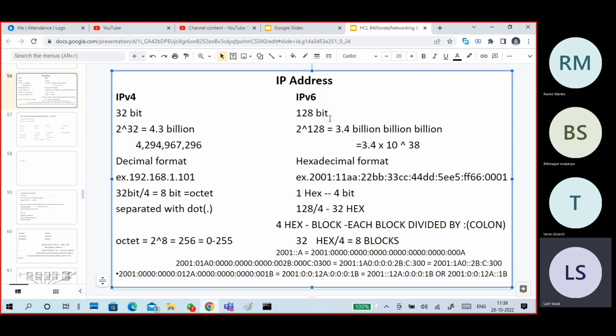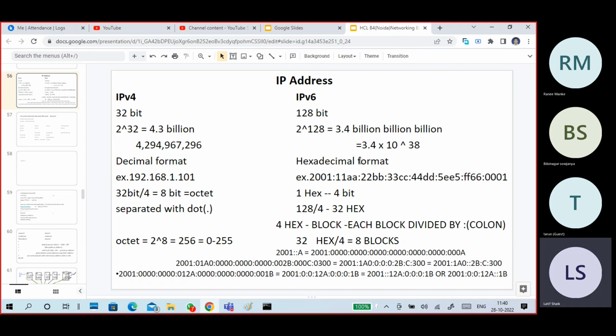IPv6 is 128 bit. 2 to the power of 128 gives 3.4 billion billions of IP addresses, 3.4 times 10 to the power of 38 IP addresses. IPv6 is represented in hexadecimal format. A single hexadecimal number is represented in four binary bits. So 128 bits divided by 4 is 32 hexadecimals we use in IPv6. Each four hexadecimal numbers are considered one block, and each block is divided by a colon. So that is IPv6.